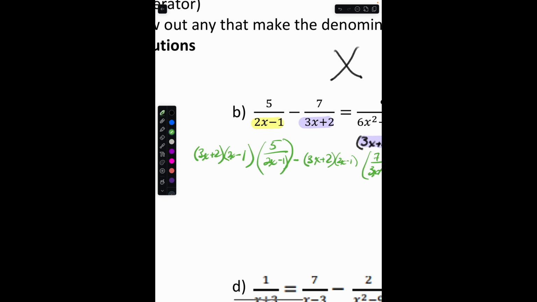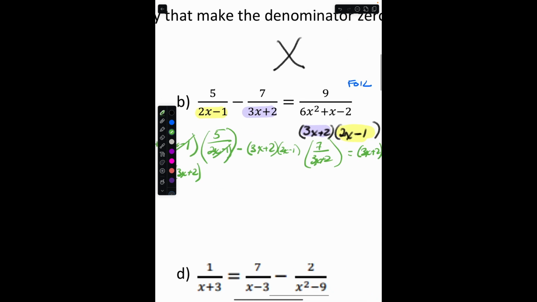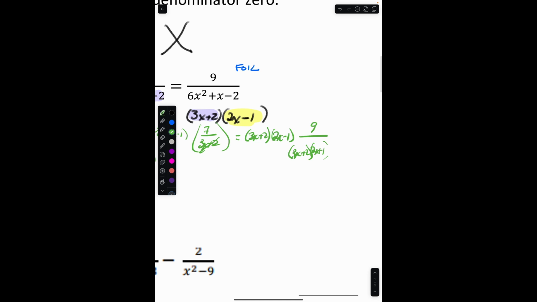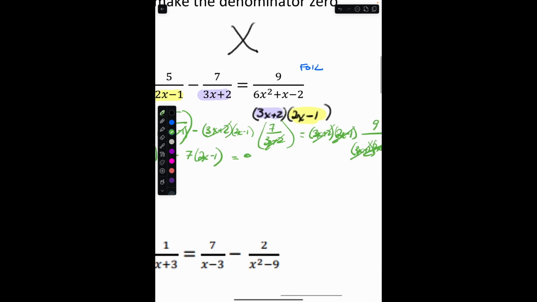My 2x minus 1s will cancel here and here. And I'm left with 5 times 3x plus 2. Over here, my 3x plus 2's cancel. I'm left with 7 times 2x minus 1. And over here, everything cancels. And I'm simply left with 9.